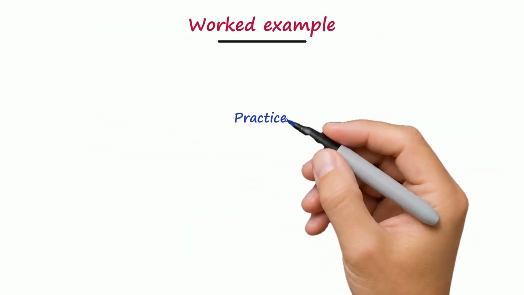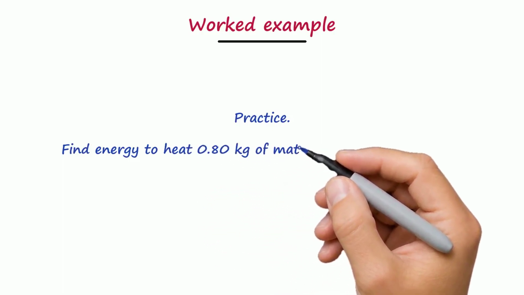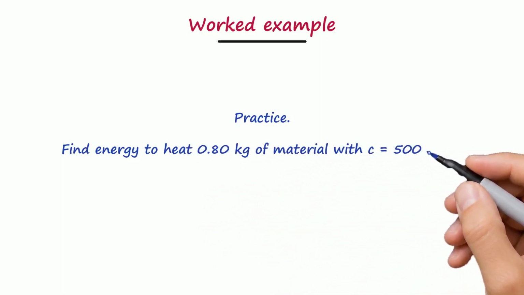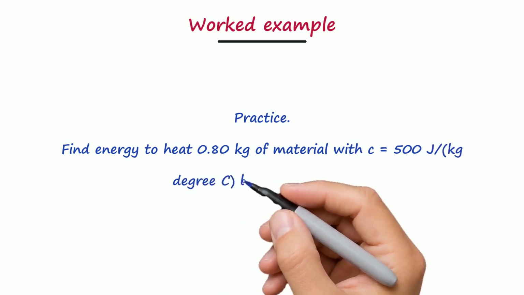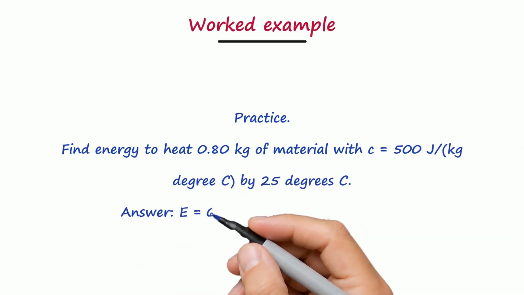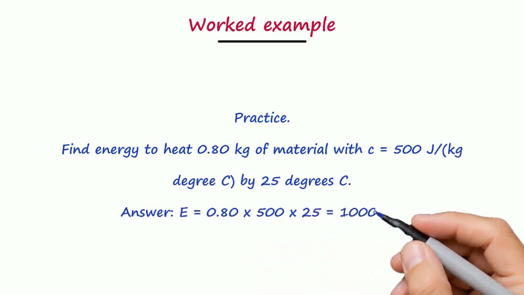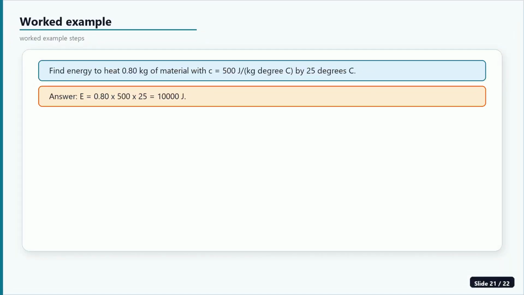Practice. Find energy to heat 0.80 kg of material with C equals 500 J per kilogram degree C, by 25 degrees Celsius. Answer: E equals 0.80 x 500 x 25 equals 10,000 J. Watch the numbers land in the matching symbols. Check that units cancel cleanly. If they do not, the setup is wrong even before the arithmetic.